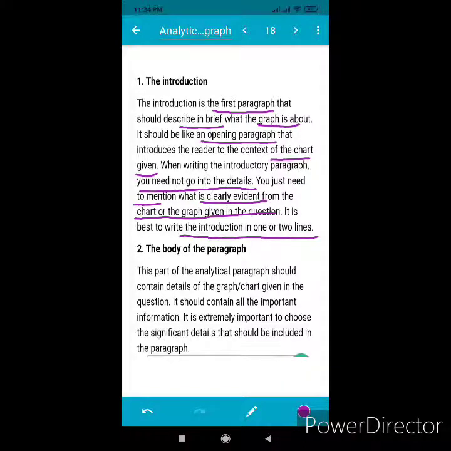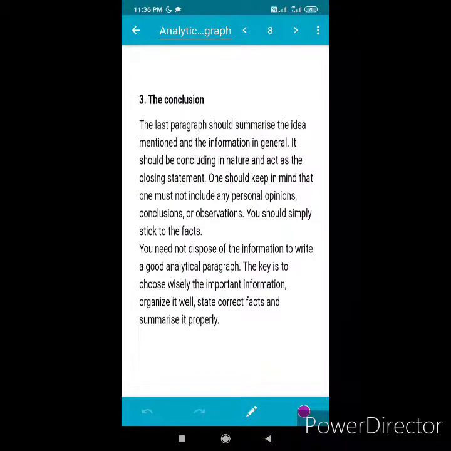Then we move to the body of the paragraph. This part of the analytical paragraph should contain details of the graph, chart given in the question. It should contain all the important information. Look at it. It is extremely important to choose the significant details that should be included in the paragraph.